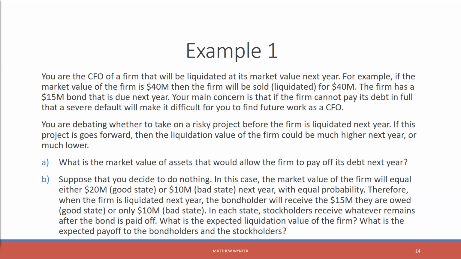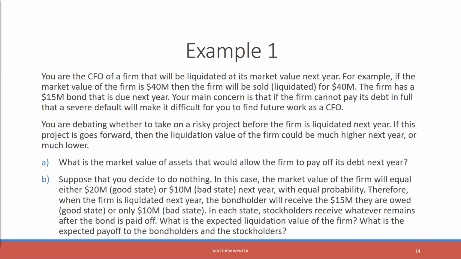So the first question is, what's going to be the market value of assets that would allow the firm to pay off its debt next year? I.e., what value does the firm have to have in order for us to not worry about defaulting on our bond? Suppose you decide to do nothing.